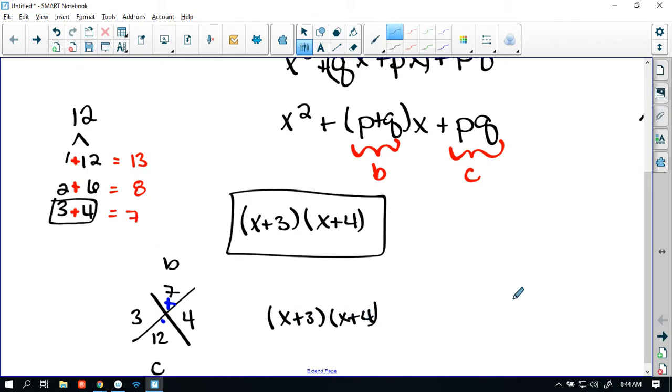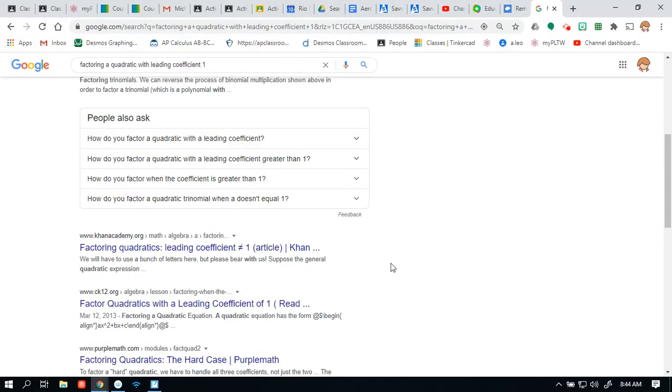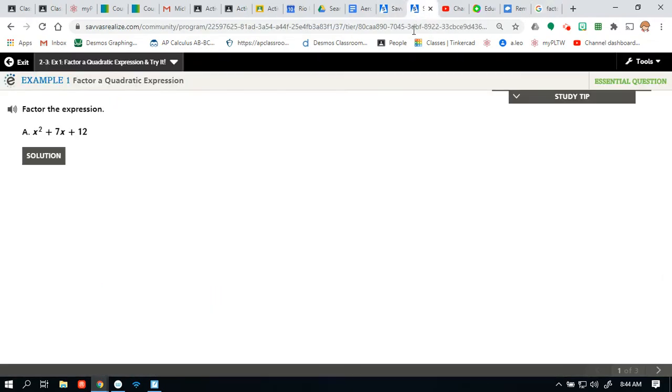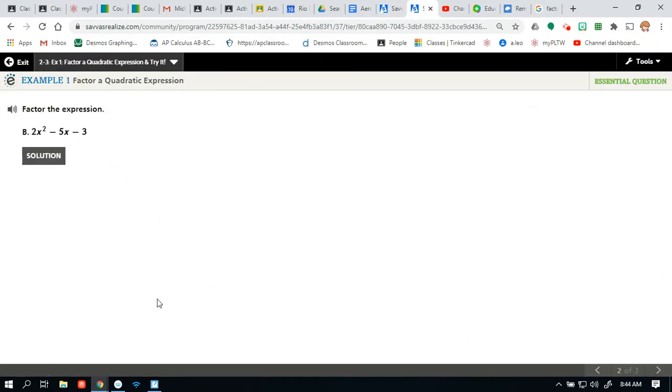The reason I like this one is it starts getting you thinking about the factors and then just adding them in your head. This method kind of gets you there without having to write things out. But as you practice factoring, things start popping up and coming into view. So let's go back to Savvas. There's a part 2 because we have it when a is not equal to 1.